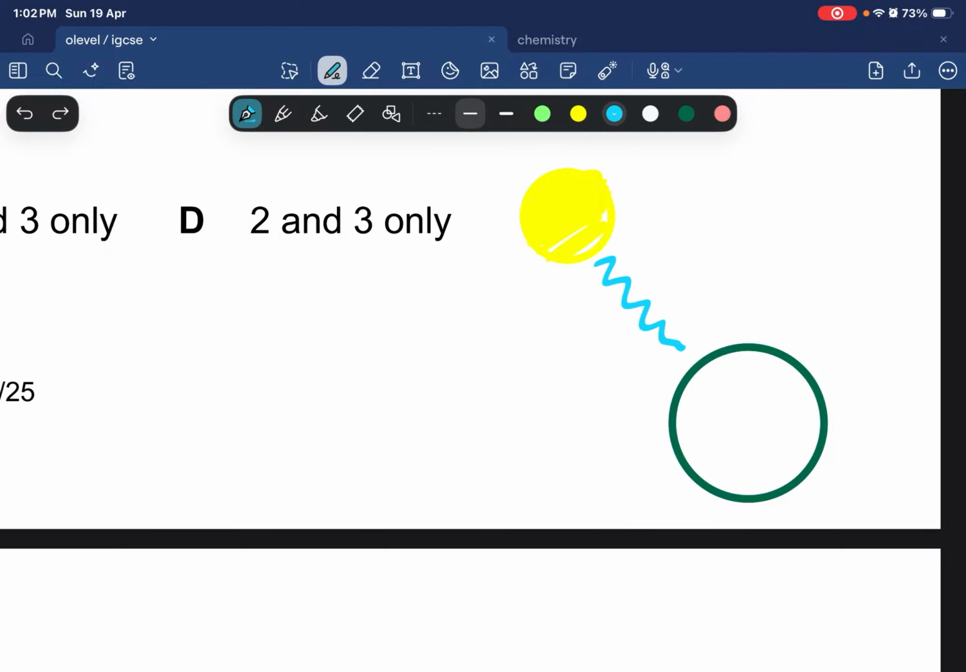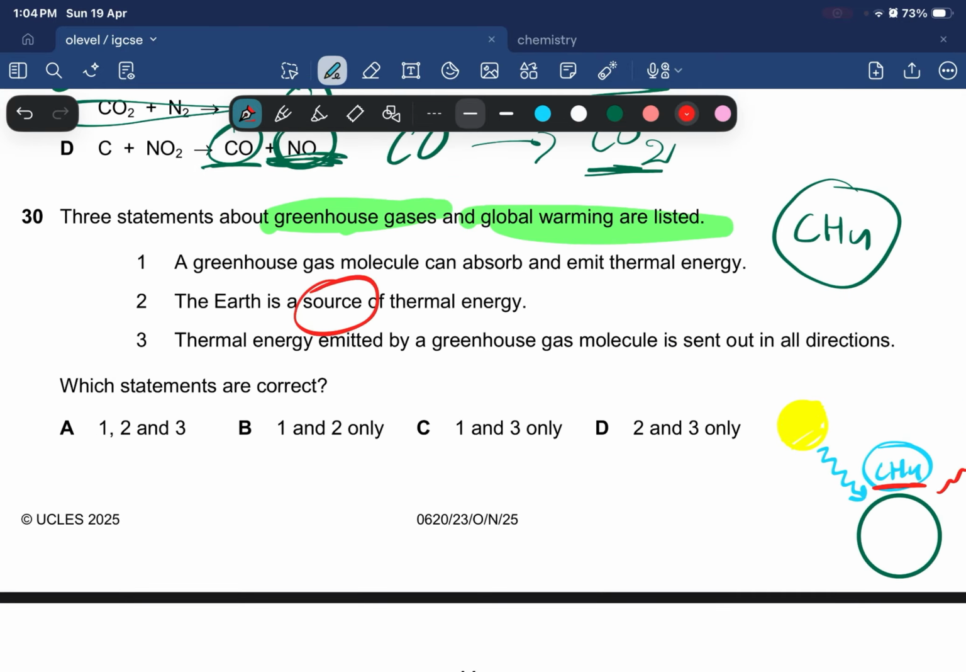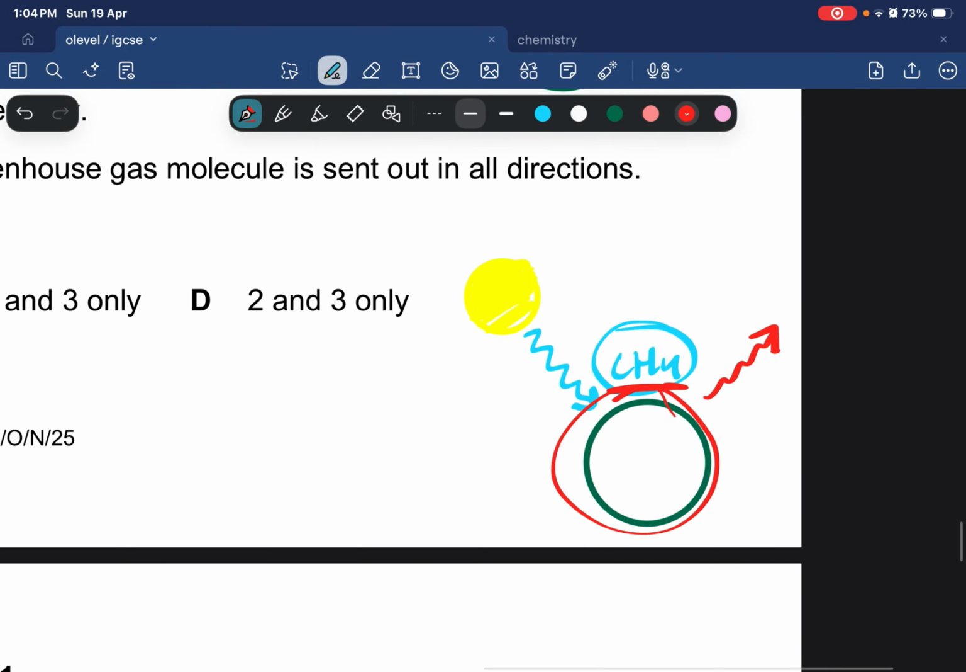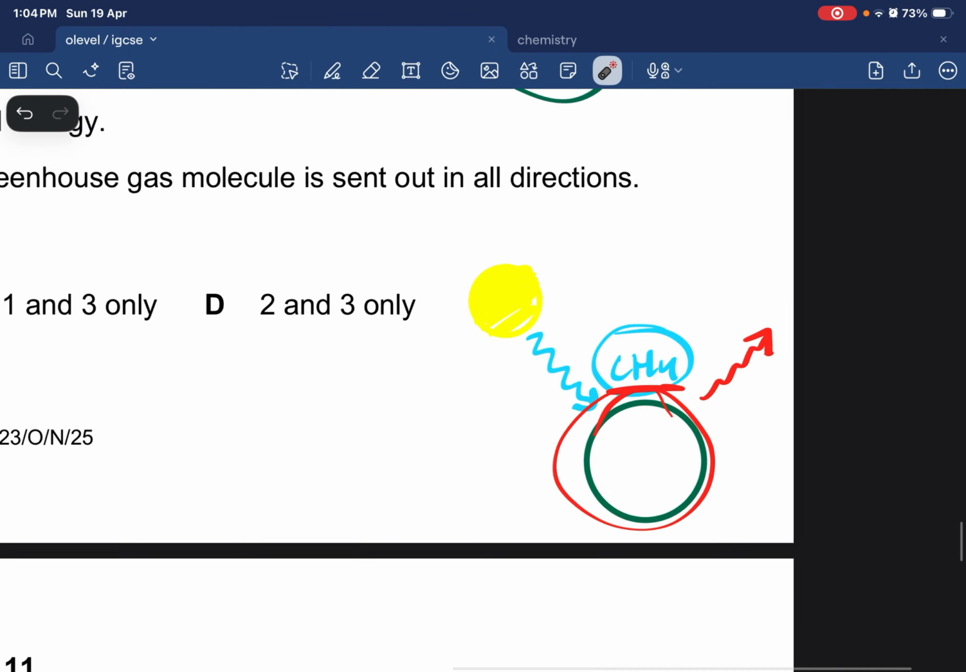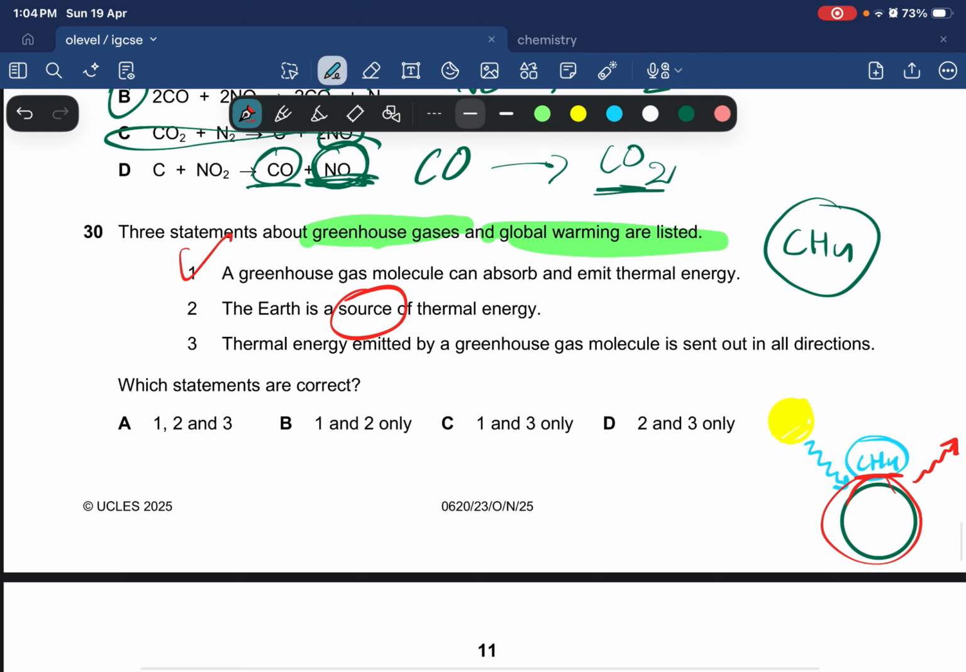Thermal energy is going to come from here, and these gases are the culprits that are going to absorb it. And when they absorb it at night, Earth emits some energy back to space. But since these gases are going to absorb it, it's going to be difficult for Earth to radiate the energy. So when the Earth radiates back the thermal energy into space, it's going to become a source of thermal energy. So this statement is also correct.